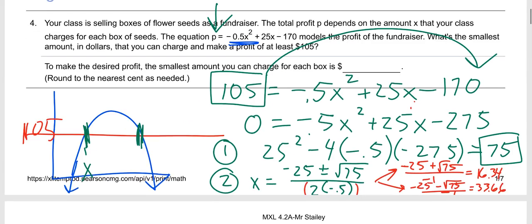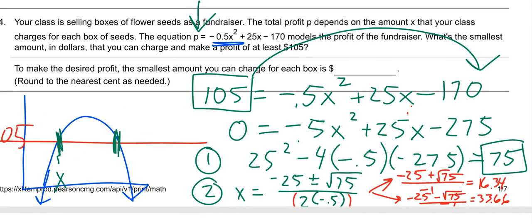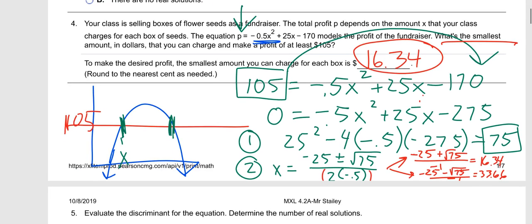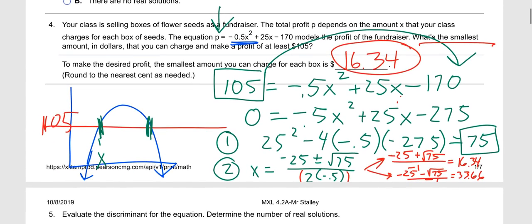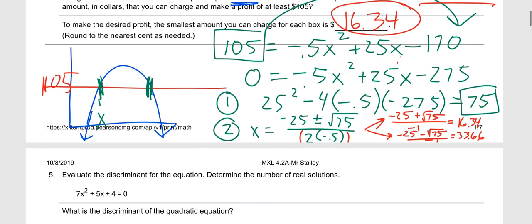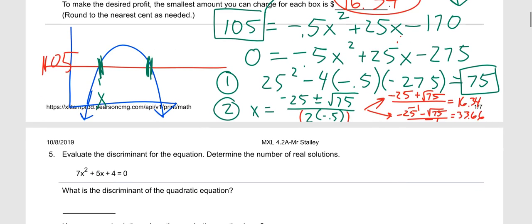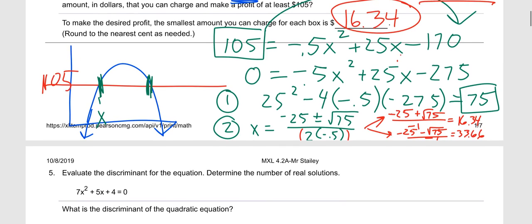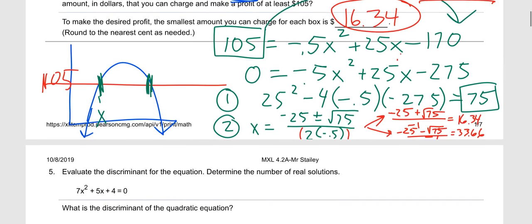Okay, if you didn't get either one of those, I'll come over there. But it says, what's the smallest? $16.34. That's what we want to charge. $16.34. Okay. Anybody else stuck on this part to know which? We'll have a few more of these to practice with.